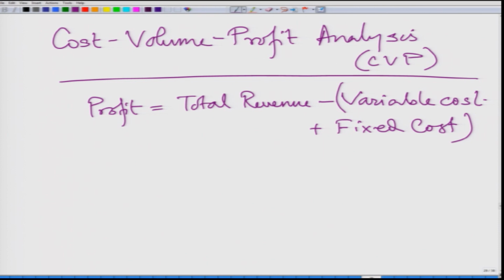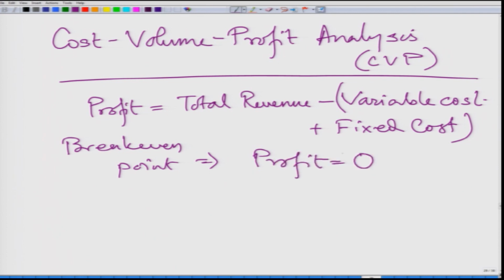And at the break-even point, what happens? My profit is equal to 0. Or if I want, say, 10,000 rupees of profit, my profit becomes 10,000. If I want to attain the break-even point, this becomes 0. So let us understand how we can get my profit or my break-even point.